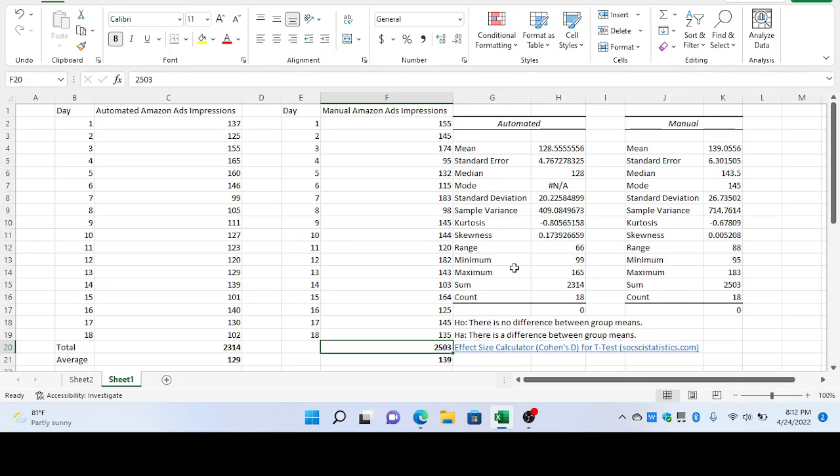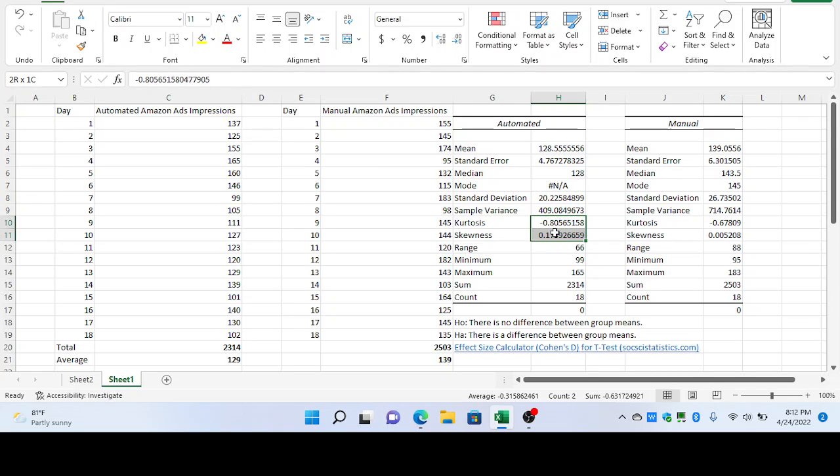Anyway, you got your automated group mean. Again, you had 129 a day looking at your ad. You have a standard deviation of 20, so most of the time you'll have between 129 plus or minus 20. You'd be a standard deviation from the mean.